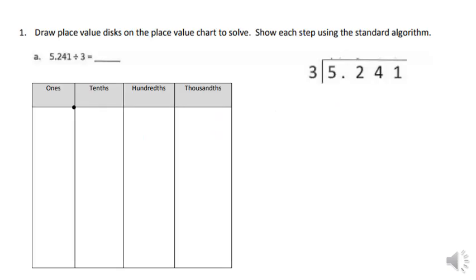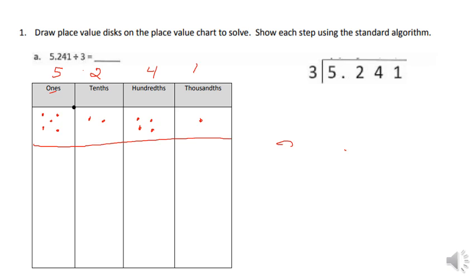Okay, question 1 said draw the place value discs on the place value chart, show each step using a standard algorithm. So first thing I'm going to do is write my number in as 5 and 241 thousandths. Now I'm going to model it first. 5 ones, so I'm going to go 1, 2, 3, 4, 5, 2 tenths, 4 hundredths, and 1 thousandths. So there's my place value modeling.